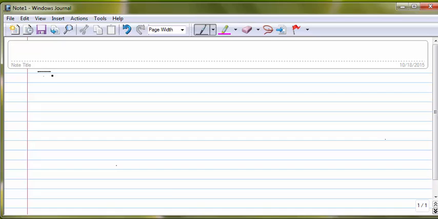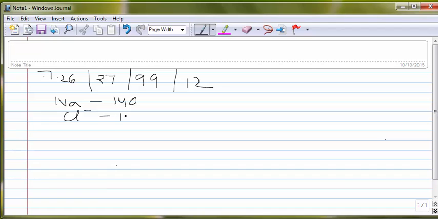Right, so pH is 7.26, PCO2 is 27, PO2 is 99, bicarb is 12, sodium is 140, chloride is 118. Okay, so first step, anion gap. Now anion gap is 140 minus 130. So that's 10 in this case. Okay, so anion gap is normal.